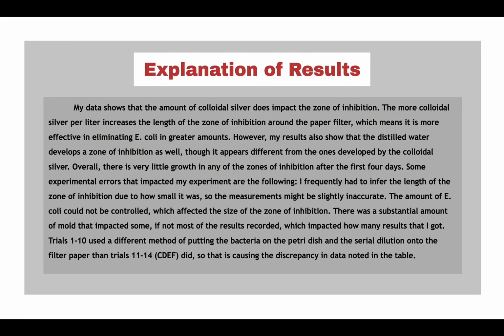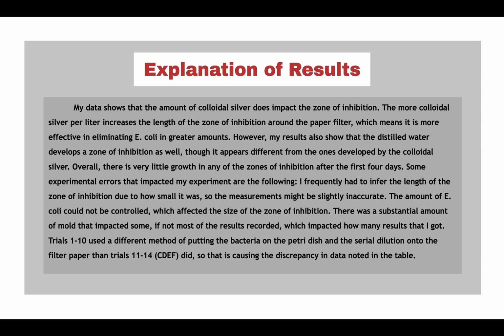Here's the explanation of results. My data shows that the amount of colloidal silver does impact the zone of inhibition. The more colloidal silver per liter increases the length of the zone of inhibition around the filter paper, which means it is more effective in eliminating E. coli in greater amounts. However, my results also show that the distilled water develops a zone of inhibition as well, though it appears different from the ones developed by the colloidal silver. Overall, there is very little growth in any of these zones of inhibition after the first 4 days.